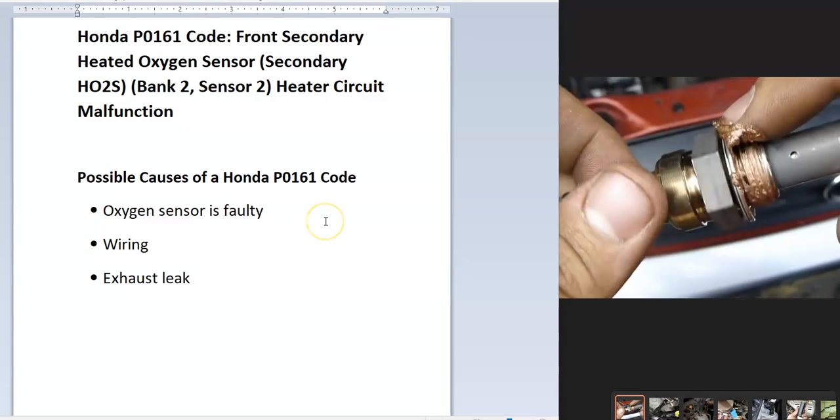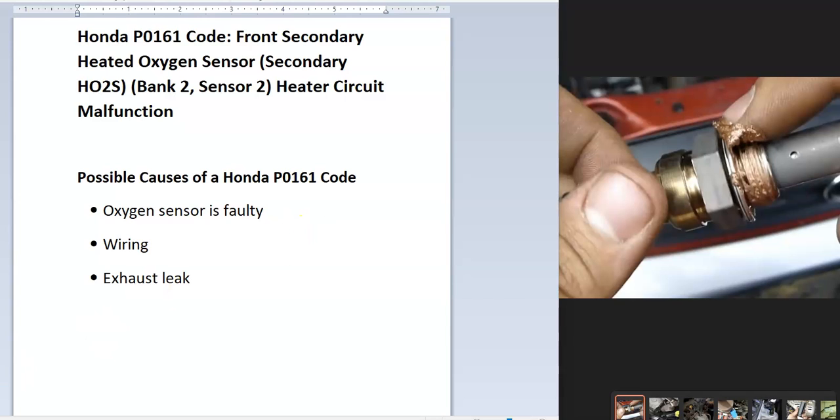And some of the possible causes for this is it could be a bad oxygen sensor, it could be in the wiring, and it possibly could be something like an exhaust leak or something like that. But usually if you have an engine problem or something else going on, usually you get other codes. So if you are getting other codes, you might want to check those out.